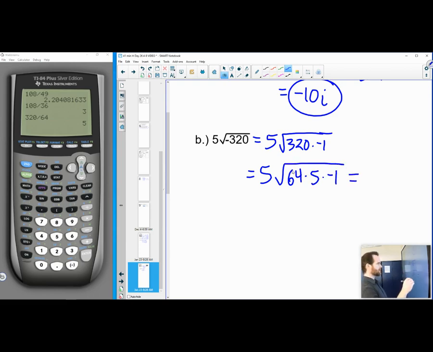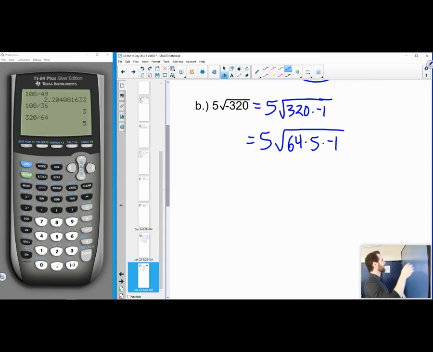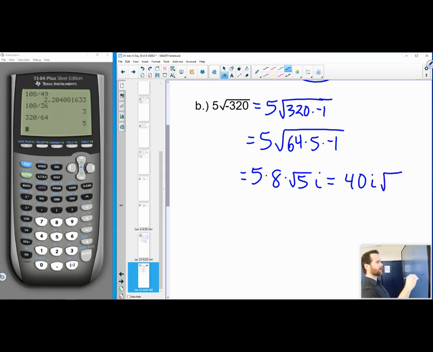And then let's see, what would this become? I actually don't want to put my work over there. Let's keep going vertically. So then it's 5 times the square root of 64, which is 8, times the square root of 5 times the square root of negative 1, which is i. And 5 times 8 is 40. And let's bring the i in front of the square root of 5. So 40i times the square root of 5, and we are finished.